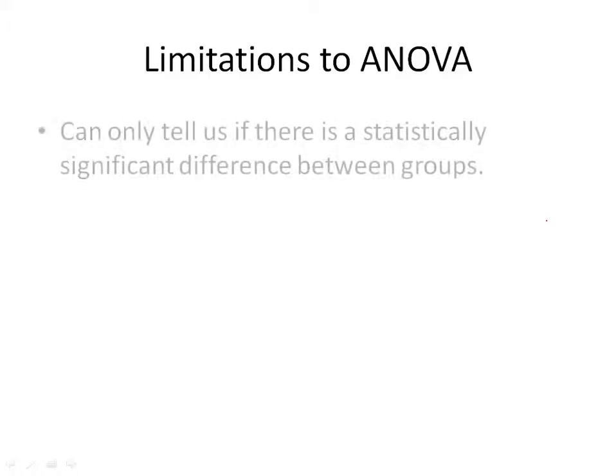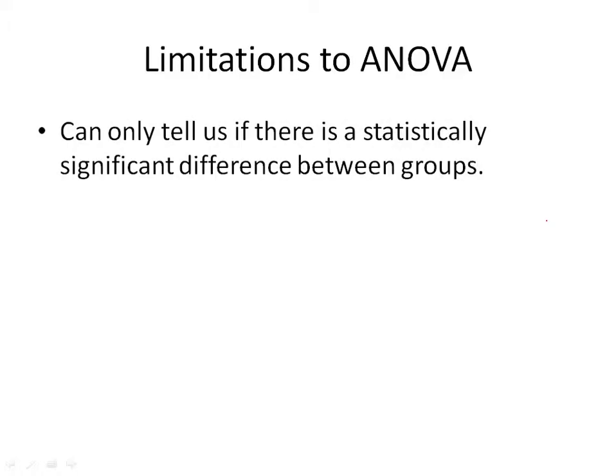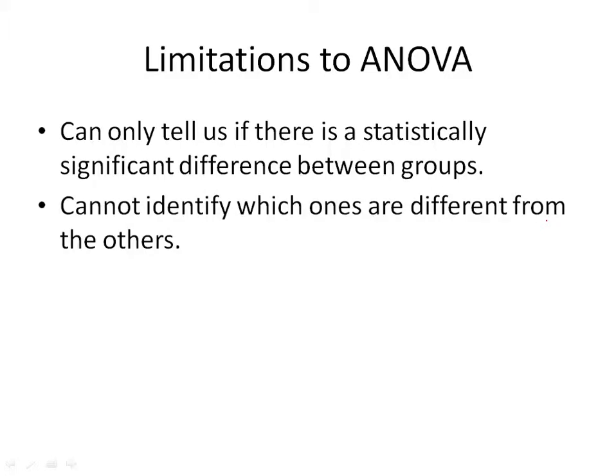So there are some limitations to the ANOVA, namely that it can only tell you if there is a statistically significant difference between groups. It cannot identify which ones are statistically significant from one another. So whether treatment 1 is different than treatment 3, or treatment 2 is different than treatment 3, or so on. So it just tells you globally whether there is a difference. And in order to glean more, you'll have to do subsequent, what are called post hoc tests, to figure it out.